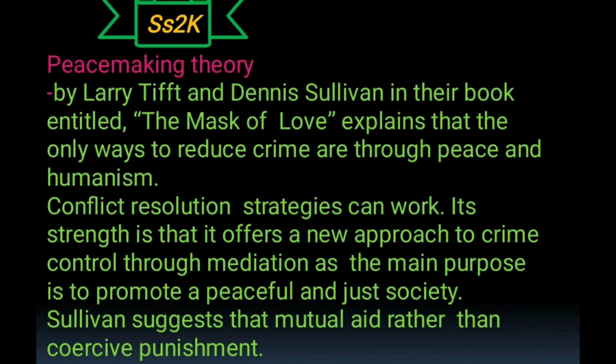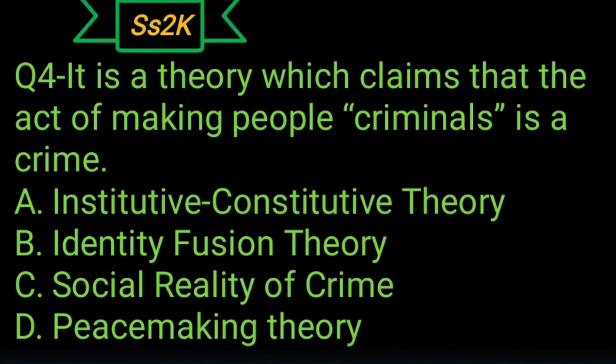So let's proceed to question number 4. It is a theory in which it claims that the act of making people criminals is a crime. Kaya may kriminal dahil sa krimen. So letter A, constitutive theory. Letter B, identity fusion theory. Letter C, social reality of crime. And letter D is peacemaking theory. So we have already discussed what is social reality of crime, and peacemaking theory.